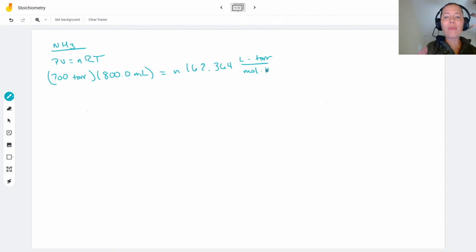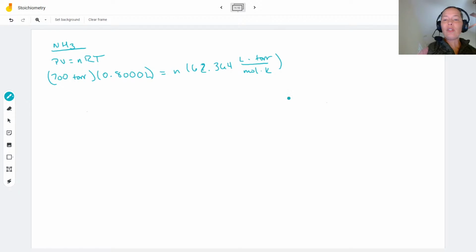This is a pretty easy fix, because all I need to do is change this 800 milliliters into liters. That's just a quick divide by 1,000. So let's convert this: 0.800 liters. Now my units match. My pressure is in torr, which matches my R, and my volume is in liters, which also matches my R.